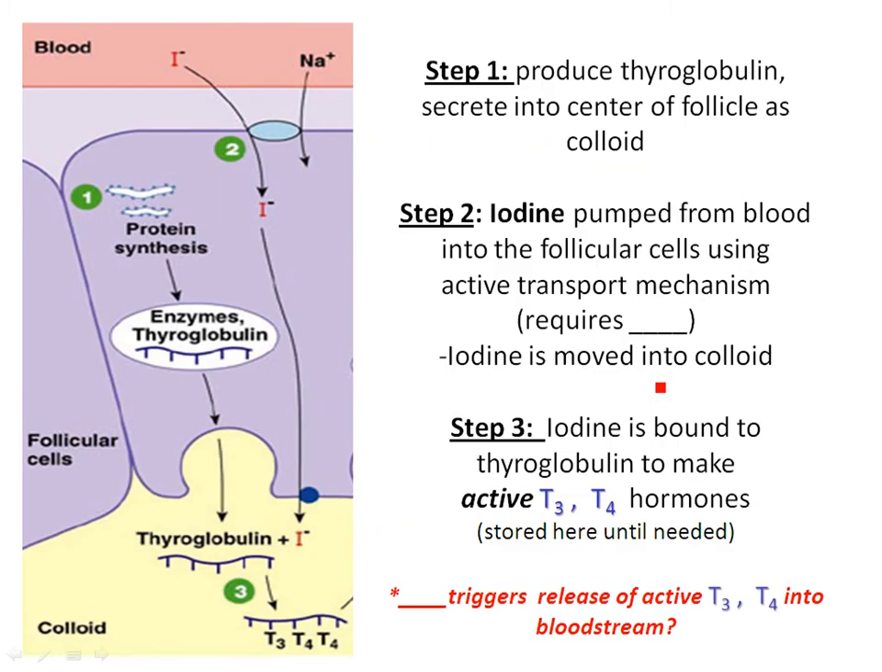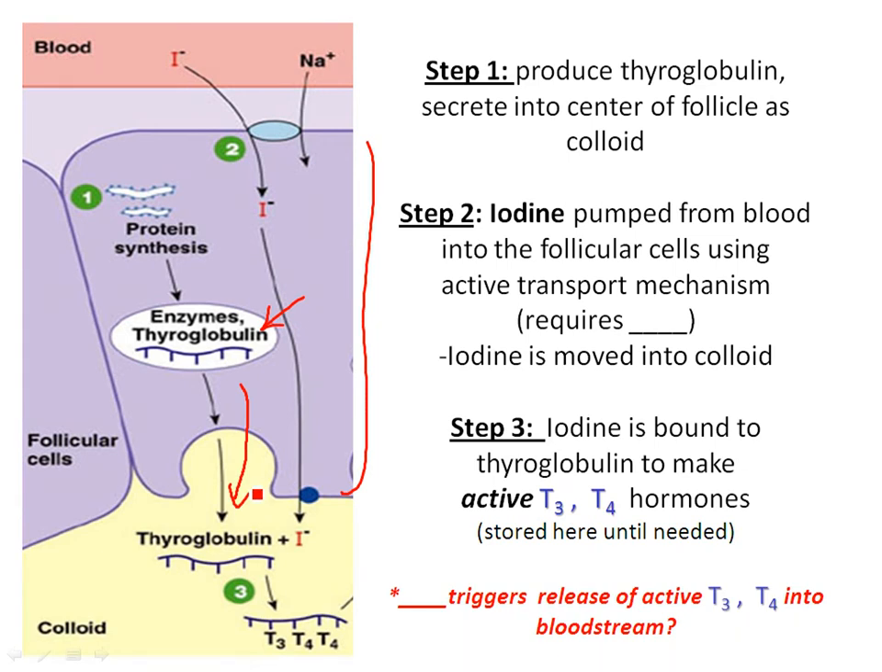Now let's look at the steps that are going to occur to do this. What we have over here is a nice picture. This is our follicular cell. All right. Here's the colloid, and here's our bloodstream. So the first thing that's going to happen is the follicular cells themselves are going to produce thyroglobulin, which is our inactive state. They are going to push it into the center of the follicle, and it waits.